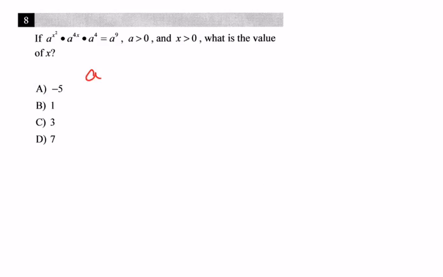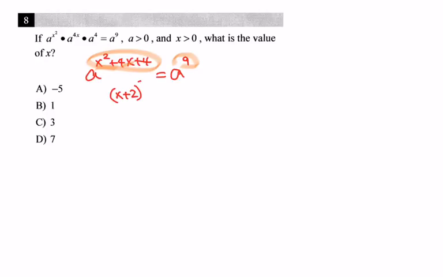How about number 8? We're going to rewrite this one because they have the same base. Then we can rewrite it as a to the x squared plus 4x plus 4 is the exponent, is equal to a to the 9th power. Then you can see that those two exponents have to be equal to each other because the bases are equal to each other as well.